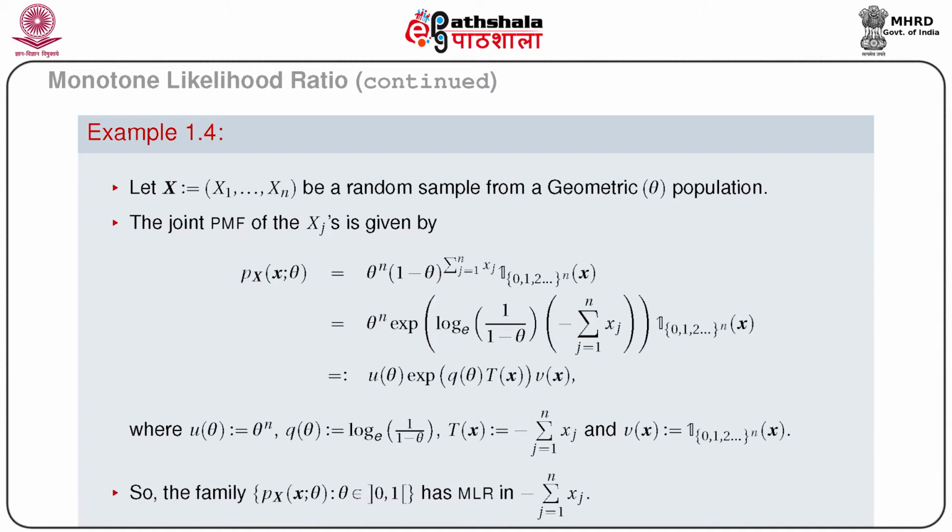We consider our fourth example. Let x1, x2, ..., xn be a random sample from the geometric distribution with PMF P(x,θ) = θ(1-θ)^x. Here the joint PMF of x1, x2, ..., xn is given by P(x,θ) = θ^n (1-θ)^(Σxi), which is equal to θ^n exp(log(1-θ) Σxi). If we set u(θ) = θ^n, q(θ) = log(1-θ), T(x) = Σxi, and v(x) = 1, then P(x,θ) has MLR in T(x), which is equal to Σxi.